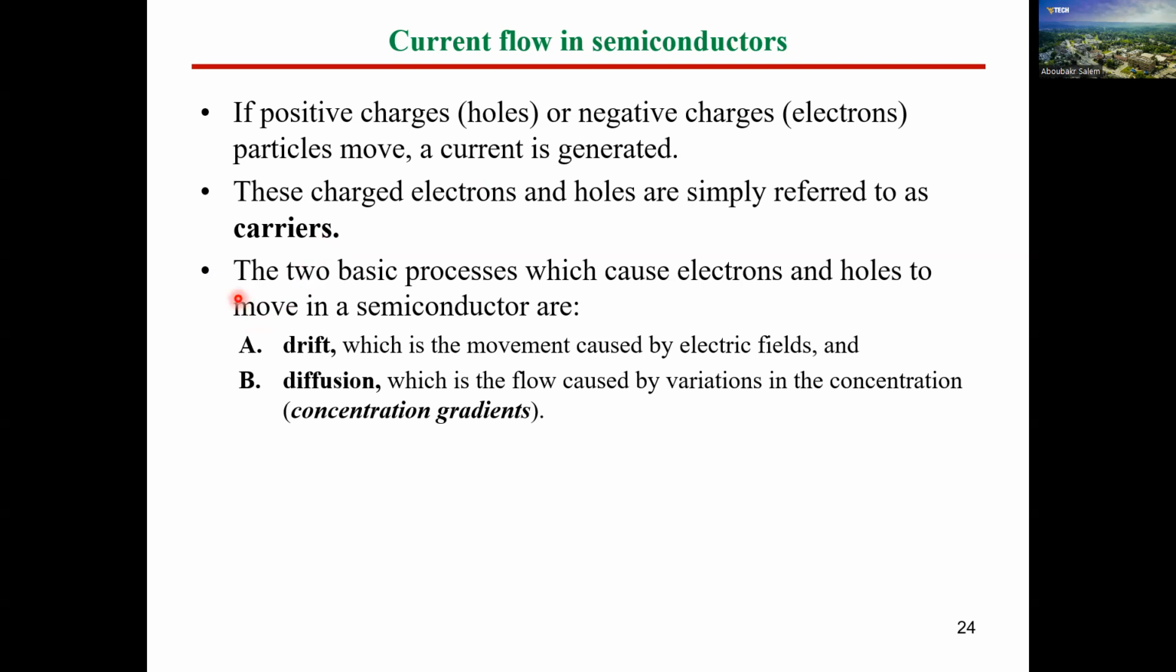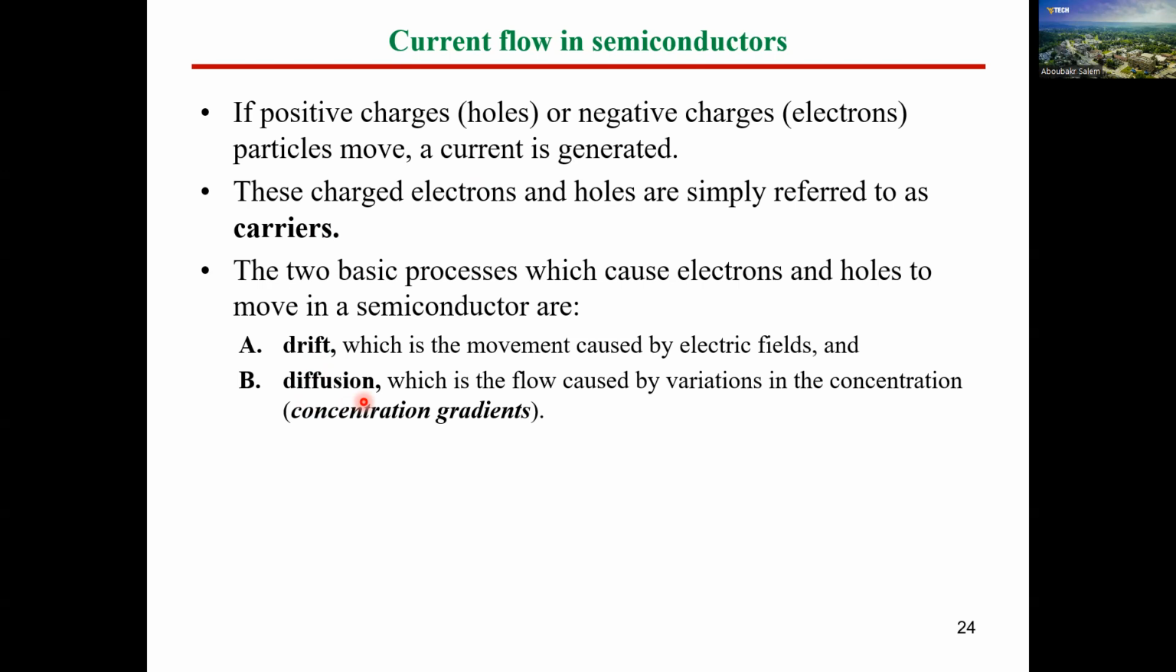But what are the different current flows in a semiconductor material? The two basic processes which cause electrons and holes to move in a semiconductor material are, first, drift, which contributes what's called drift current, and another phenomenon called diffusion, which is responsible for what's called diffusion current. So we have two different currents in a semiconductor material: drift current and diffusion current. The total current is going to be the summation of both currents.